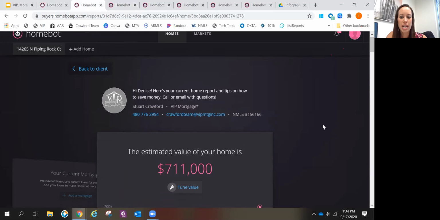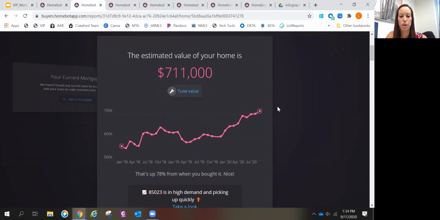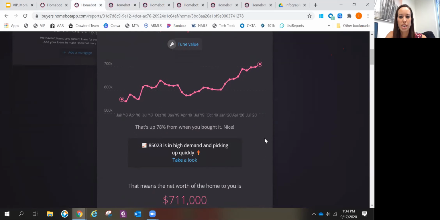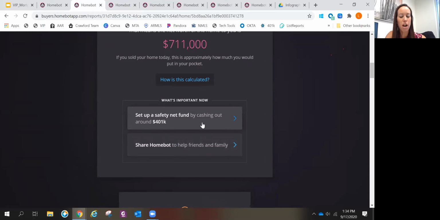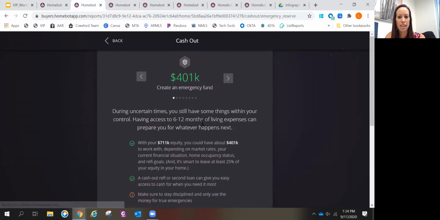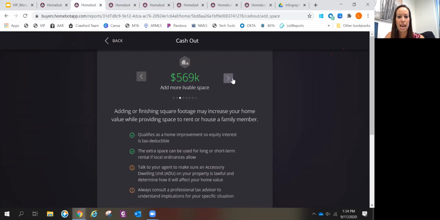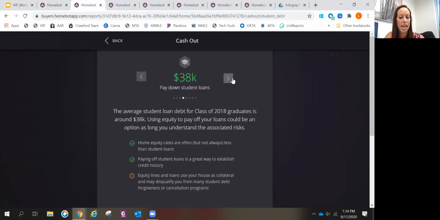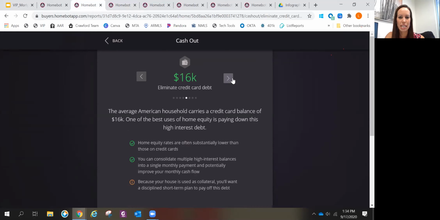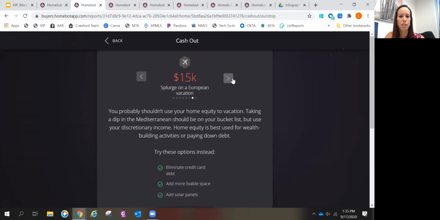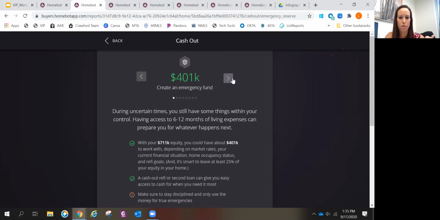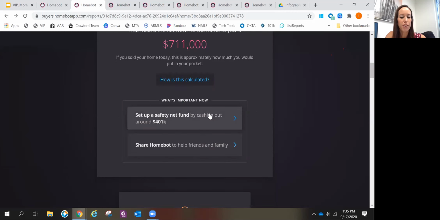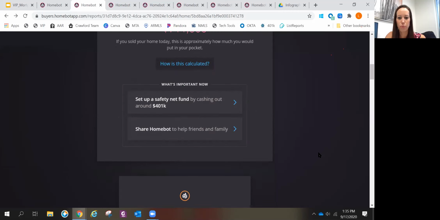So this is one of our clients who has paid off their house. So they have no loans. It shows them, again, their home's market's different, their net worth is different. It also gives them different options because they have more equity, so they can create a safety net. So here it gives them options of creating an emergency fund, making home improvements, adding more livable space to their house, paying down student loans, eliminating credit card debt, adding solar panels, splurging on a European vacation. And new and alternative investments is even an option in there now. So it gives them a lot of different options with their equity depending on their situation.